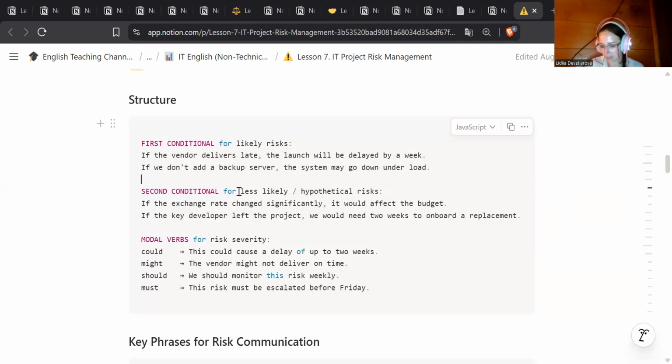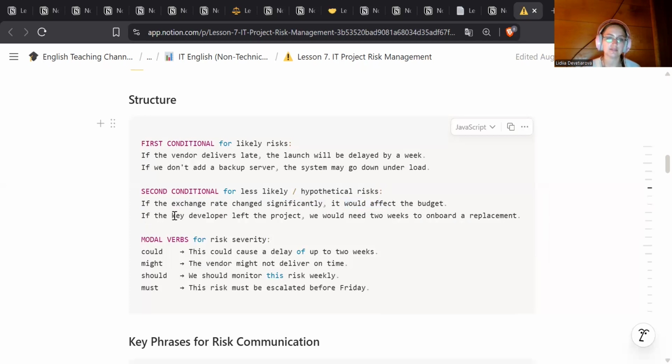Second conditional. We use it to talk about less likely or hypothetical risks in the present or in the future. How do we create it? If the exchange rate changed significantly, past tense, mostly past simple, sometimes past continuous, it would affect the budget. So the second part has would, could, might. It may have would, it may have could, it may have might.